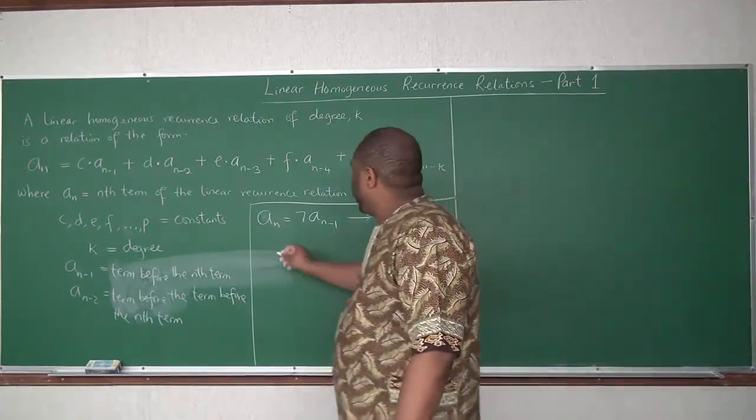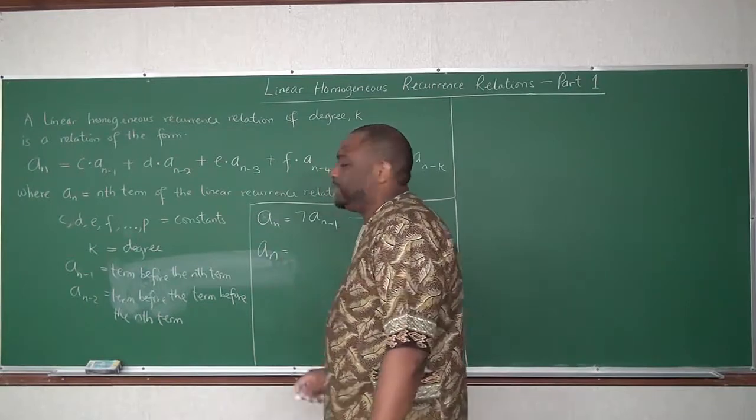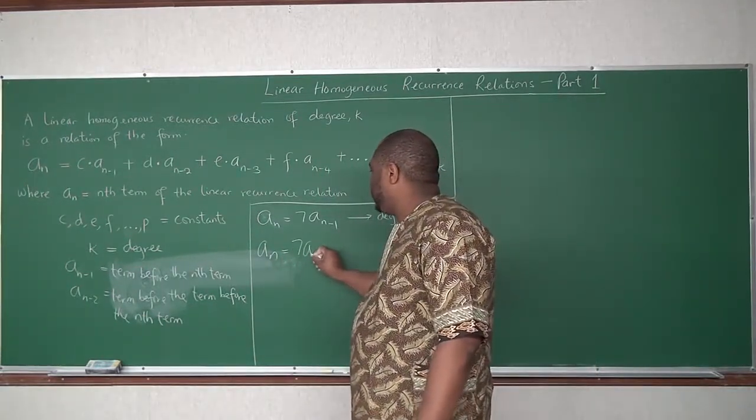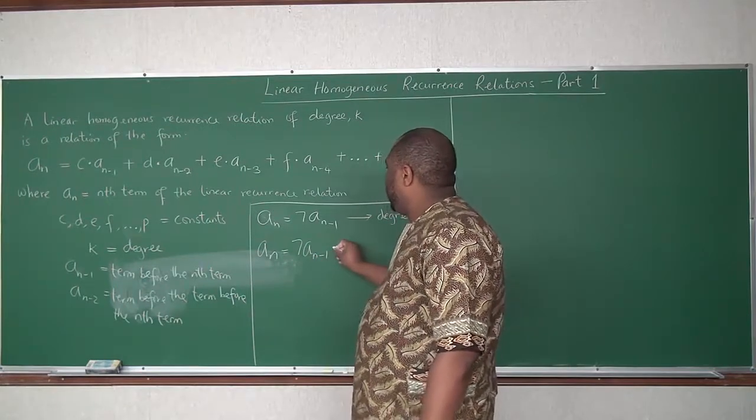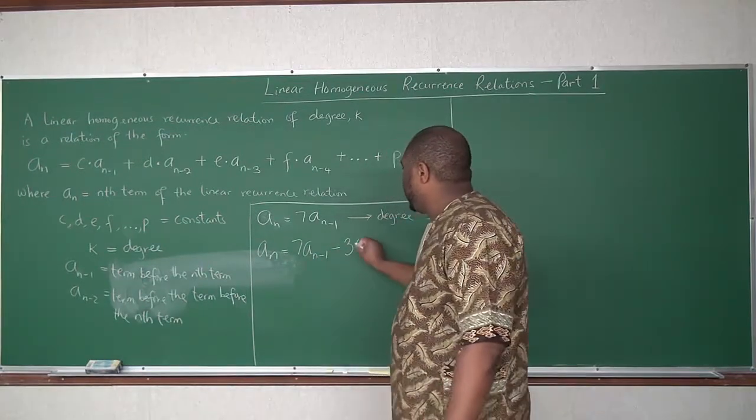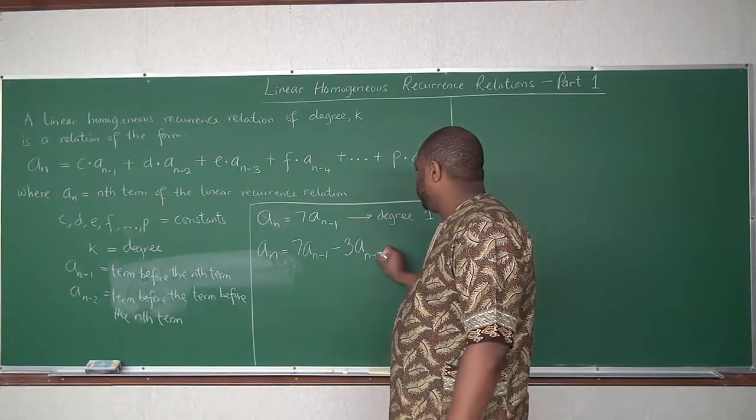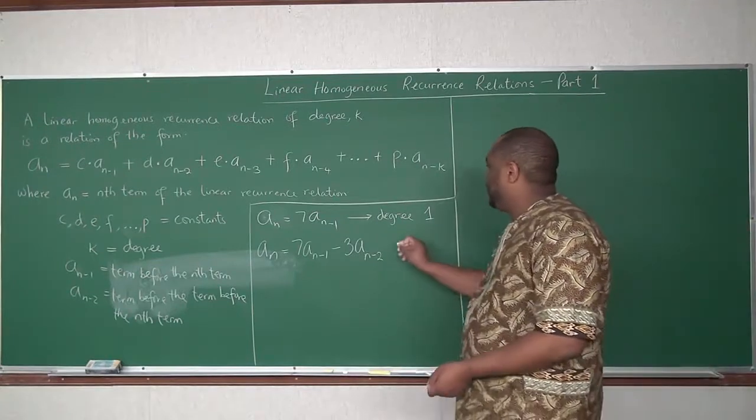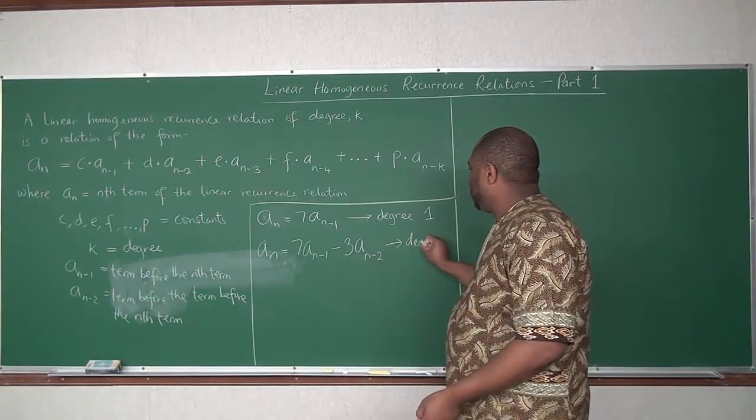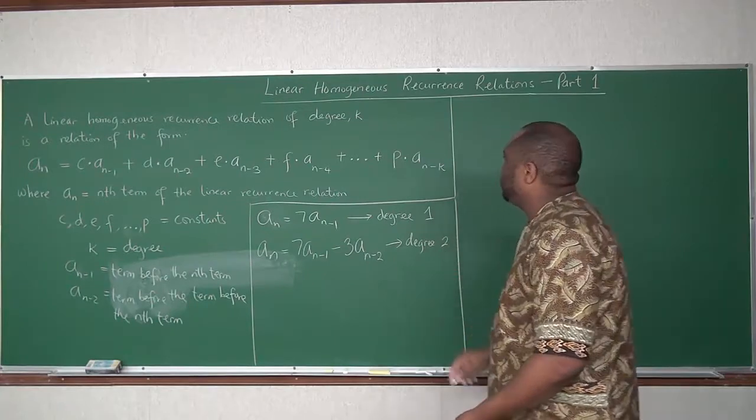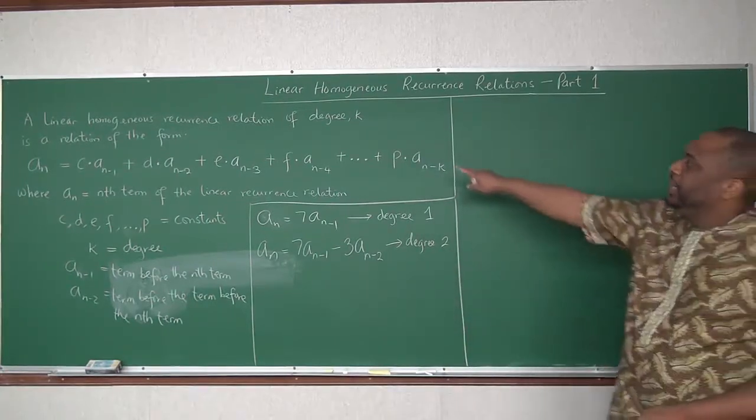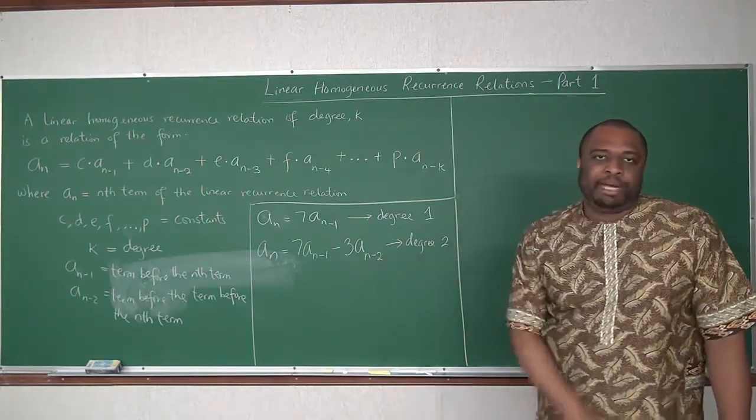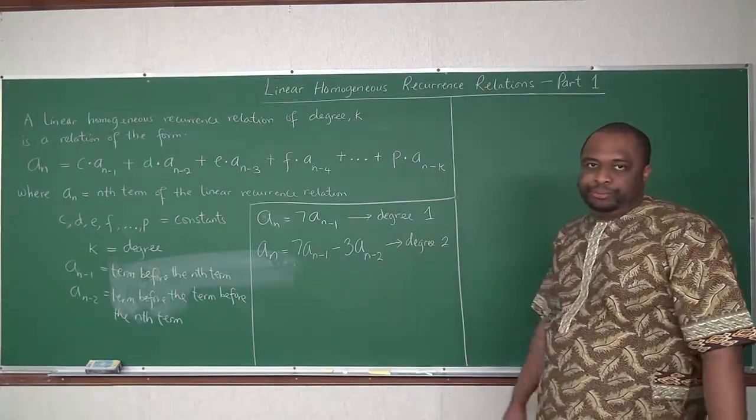If you have it this way, a subscript n, the nth term, to be maybe 7a subscript n minus 1 minus 3a subscript n minus 2, this is degree 2. Remember, the degree is k, the last one. And this last one is n minus 2. That means it's degree 2.